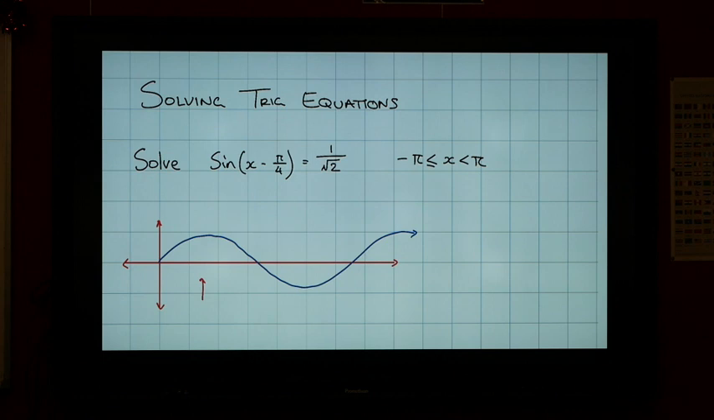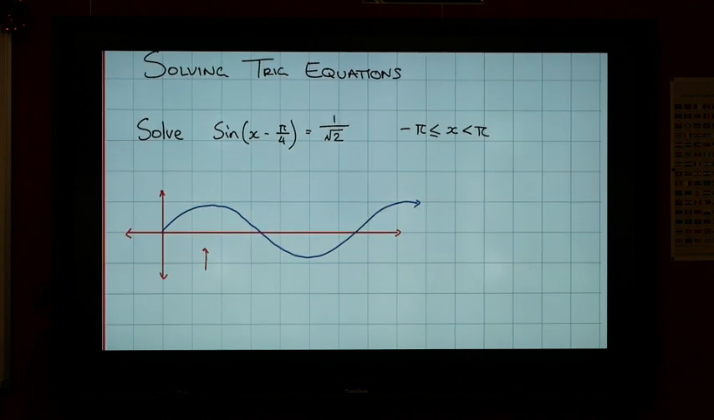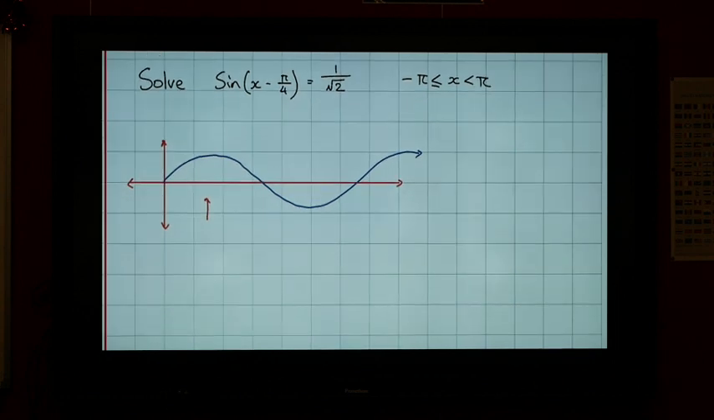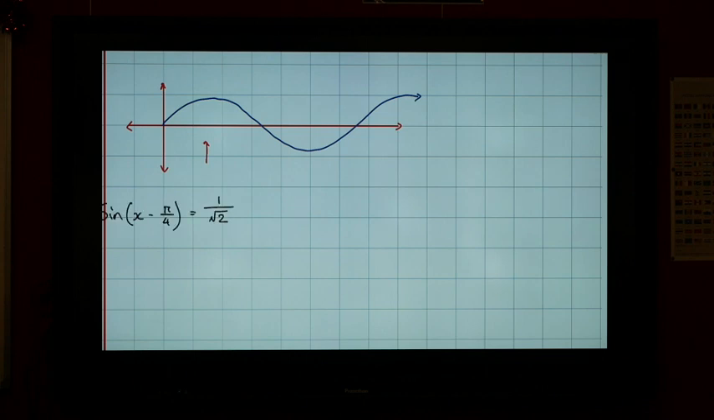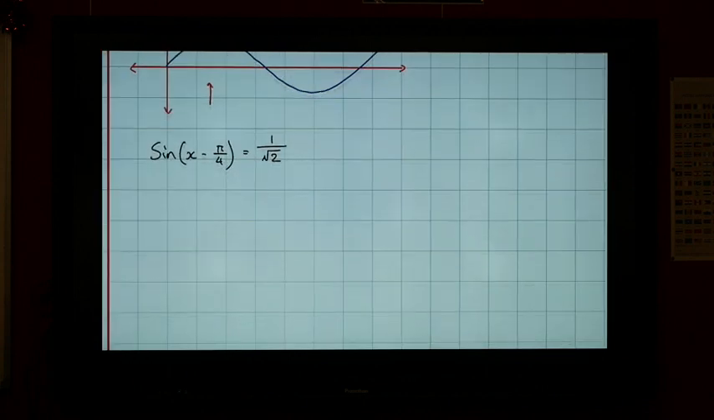So how I want to tackle that is, we've been asked to solve sine of (x minus pi on 4) equals 1 on root 2 for x between negative pi and pi. So we've got some negative rotations in there. So one thing I'm going to do is say, well, let theta equal x minus pi on 4. So really, I just want to think about, to start off with, when does sine theta equal 1 on root 2? Does that make sense?